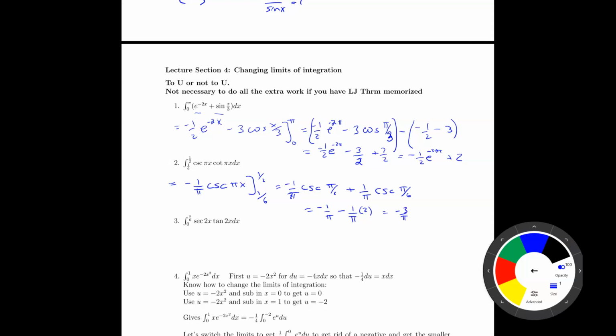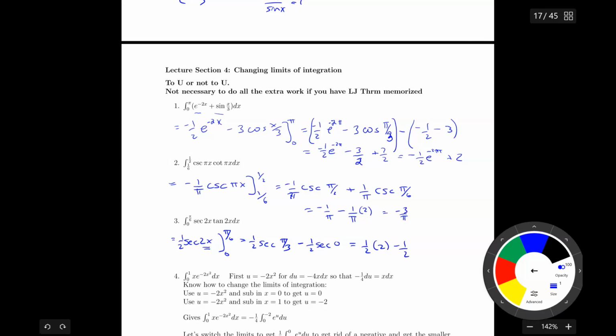All right, so ugly things, but we don't have to change limits of integration. It's good to kind of practice ugly things. So here I get 1/2 secant of 2x by La Jolla theorem. So 1/2 secant of, this will be pi over 3 if I put in the pi over 6 in here. Subtract off 1/2 secant of 0, which I know is 1. So this gives me a 1/2 times a 2 minus a 1/2, and that gives me 1/2 as the answer.